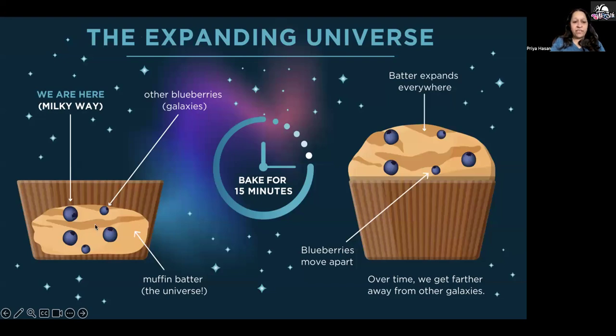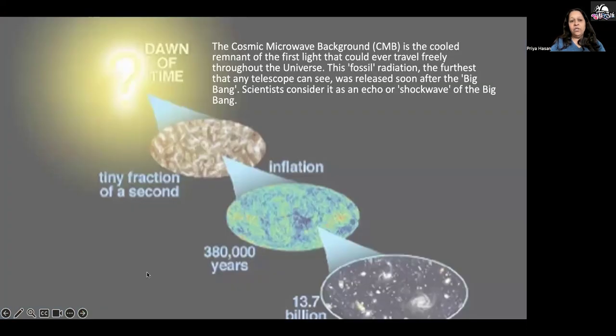You are in the Milky Way over here. There are other galaxies over here, which are like blueberries or raisins in a cake. If you bake it, then this thing expands. So the Milky Way doesn't expand. You and me don't expand. But the space between us expands, right? And therefore, in that way, you could have the expanding universe. So that is the picture which we got.